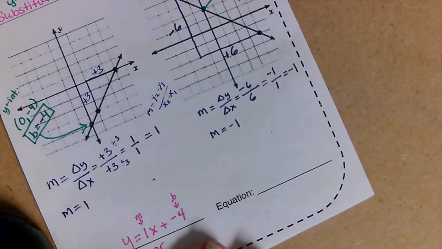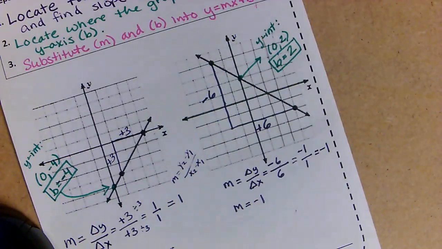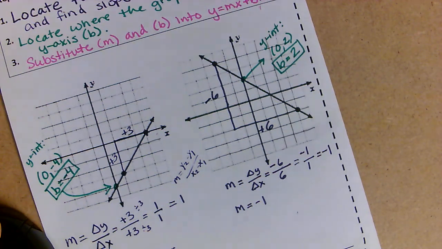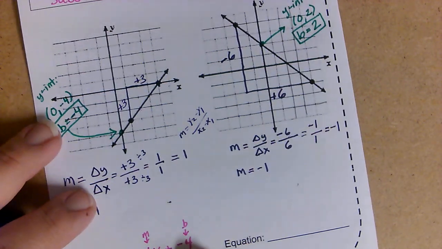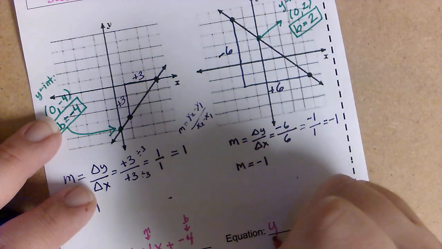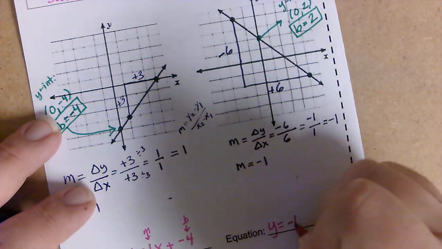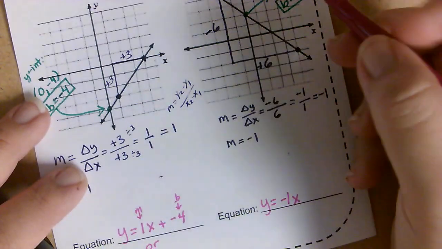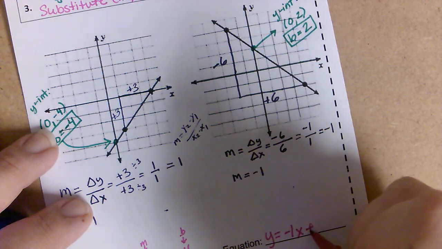So I'm going to go to the third step. Oh, I'm sorry, that was off the camera. Here we go. My y-intercept was 0, 2, so that means my b is 2. And now I'm going to go and fill that into the equation part at the bottom. I'm going to start my equation with y equals. I fill in my m next. My m was negative 1, so I'm going to put negative 1x. I'm going to fill in my b next. My b was a positive 2, so I'm going to put plus 2.